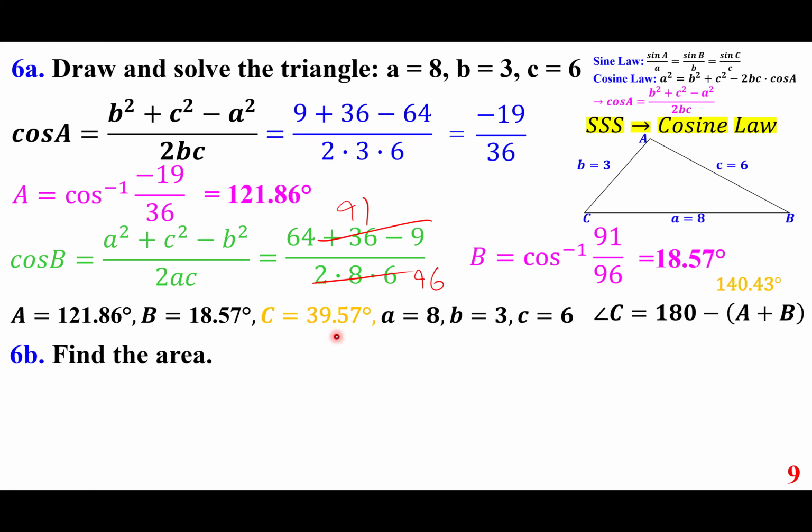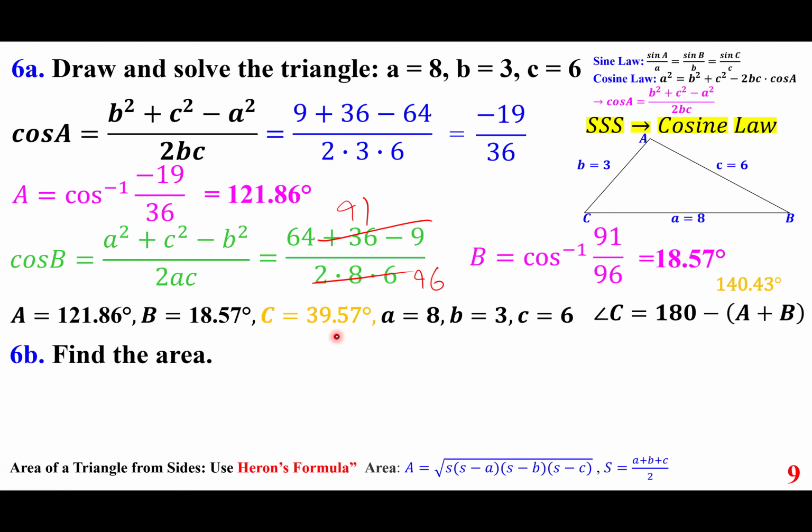Find the area. Area of a triangle from sides. Use Heron's formula. Area is A equals square root of S times S minus A times S minus B times S minus C, where S is A plus B plus C divided by 2. Remember, A plus B plus C, you add up the sides is the perimeter. This is called S because it's a semi-perimeter. So first add up the sides, divide by 2. That's S.